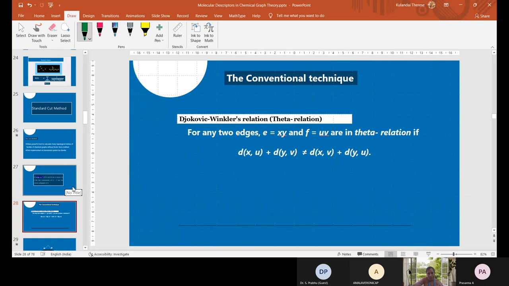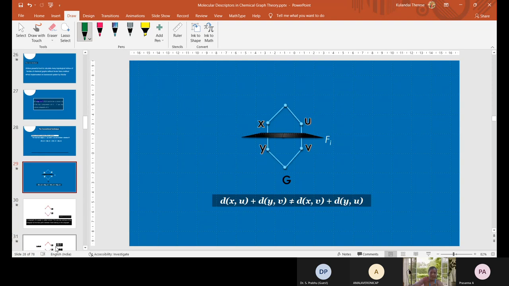This is a famous relation, the theta relation. For any two edges, e equal to xy, f equal to uv, this is the condition: D of x, u plus D of y, v is not equal to D of x, v plus D of y, u. You can consider this example. Suppose you consider this graph. The edge cut is nothing but x, y and u, v.